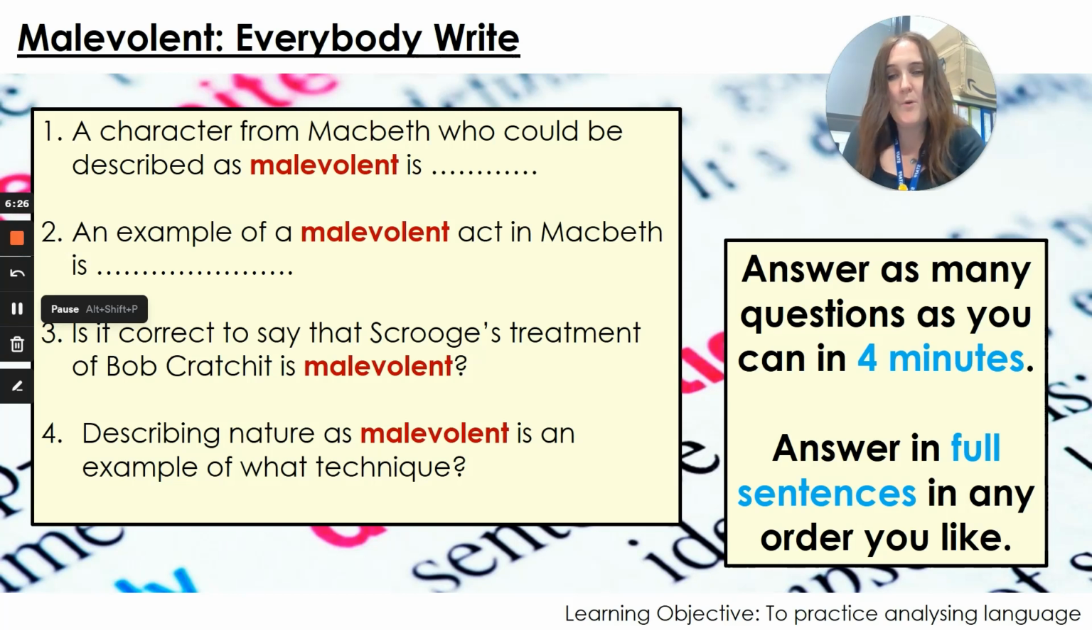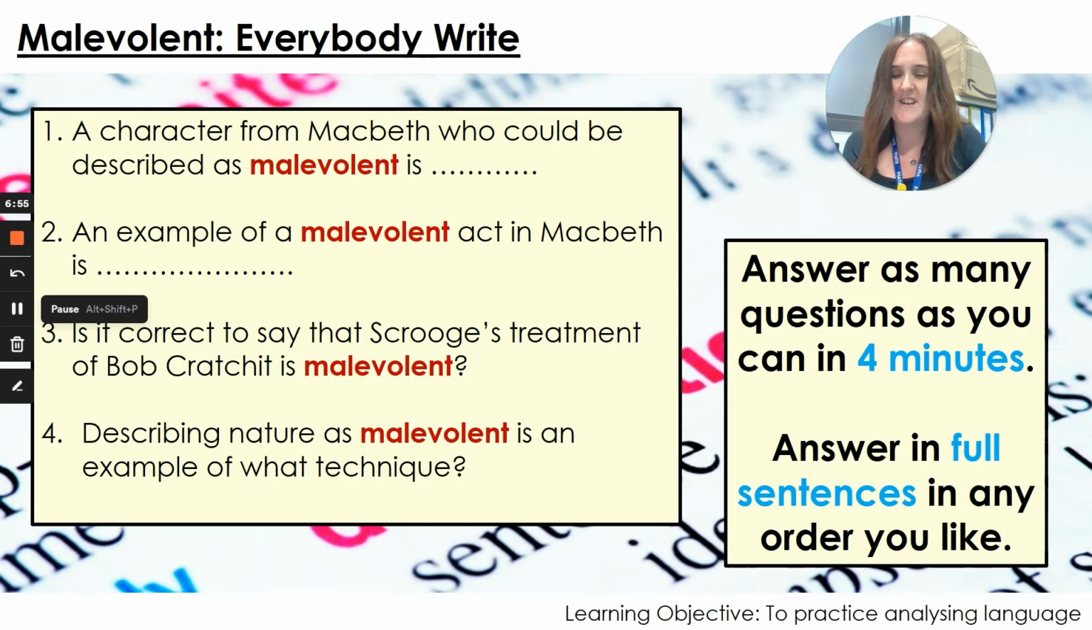Okay, so, well, we already kind of talked about number 1, didn't we? So you can give yourself a big tick with your green pen if you wrote down the witches or Lady Macbeth or even Macbeth himself. An example of a malevolent act in Macbeth is, well, the regicide would be a really malevolent act, but also you may have talked about the plotting of the murder, you may talk about the witches and their kind of spell and their attempts to create chaos in Scotland.